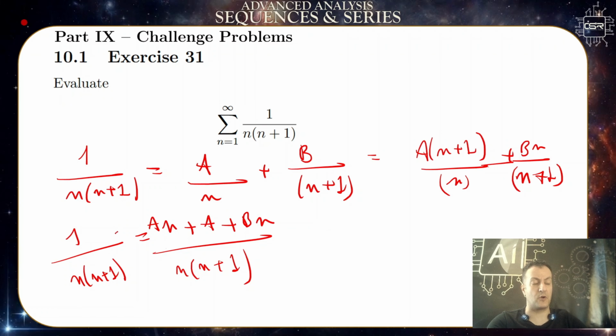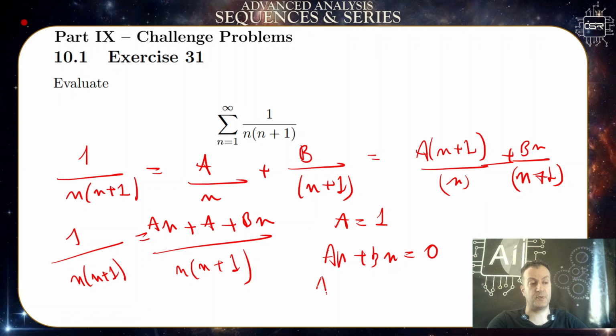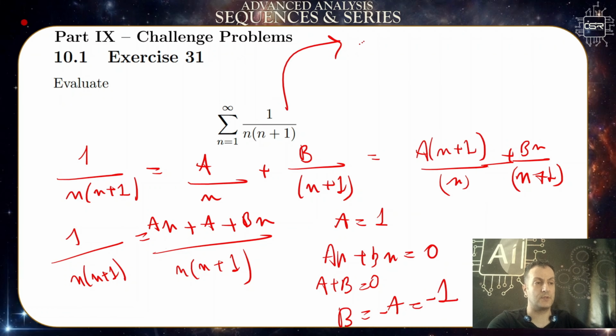Okay, so let's equate similar terms next to each other. So a is equal to 1 because you don't have n to the left. Constants are equal to constants and variables equal to variables. A equal to 1 and an plus bn is equal to 0 because there is no n on the left. So a plus b equals 0. Therefore, b is equal to minus a, which is minus 1. So this term becomes 1 over n, this is a, minus 1 over n+1 because b is equal to minus 1.